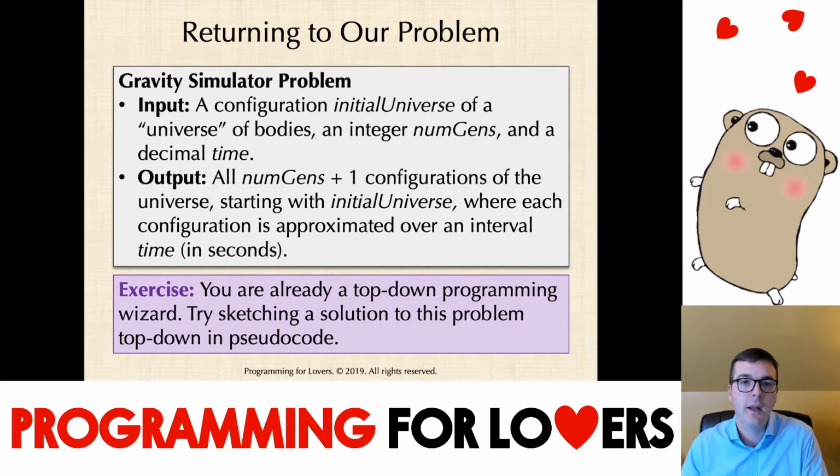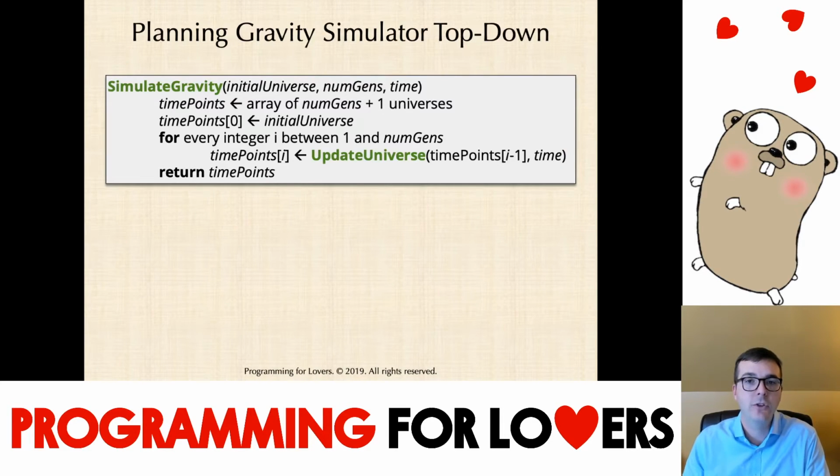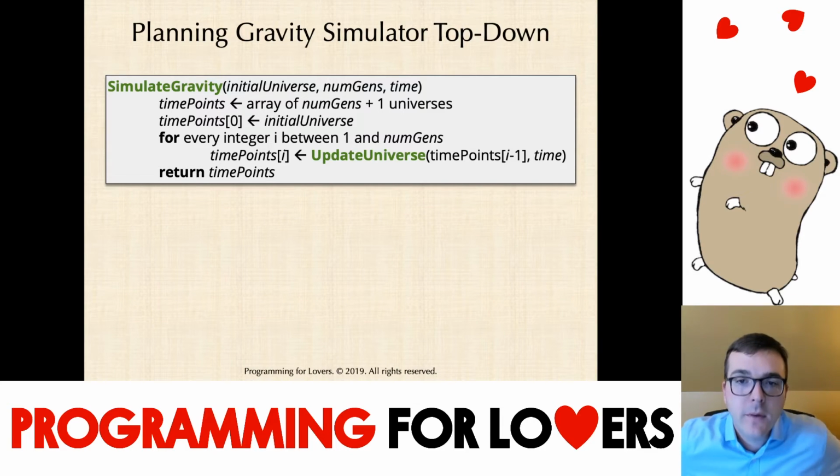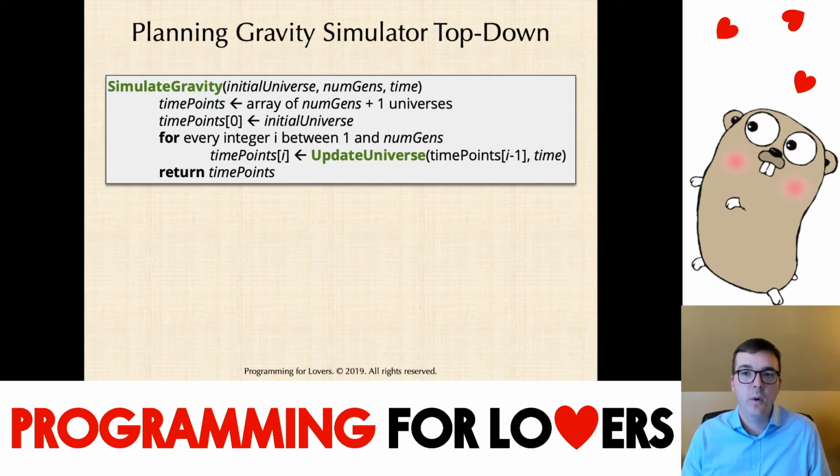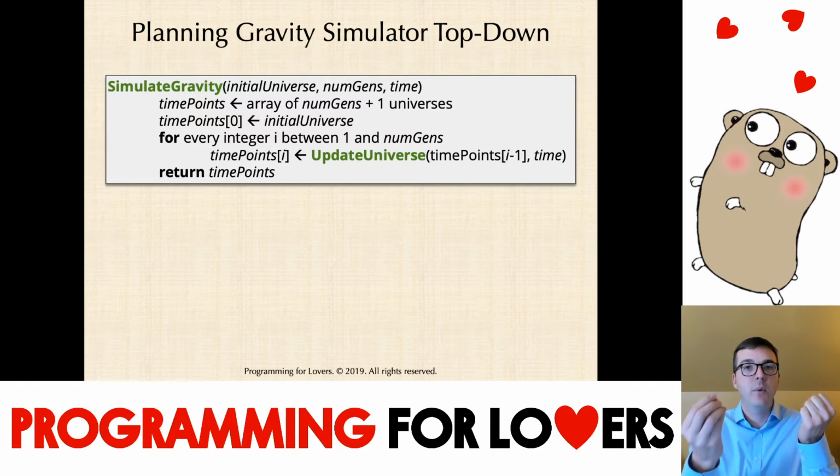So I have an input and an output here, and my highest level function should reflect that. So I have a time points array that will contain numgens plus one universe objects, and I'm going to set time points of 0 to that initial universe, and time points is what I will eventually return. And then I've used my initial universe parameter, but I need to use numgens and time as well. So I'm going to range over all the number of generations, and I'm going to update time points of i based off of time points of i minus 1. So I'm going to take the current universe and update that into whatever the next universe is.